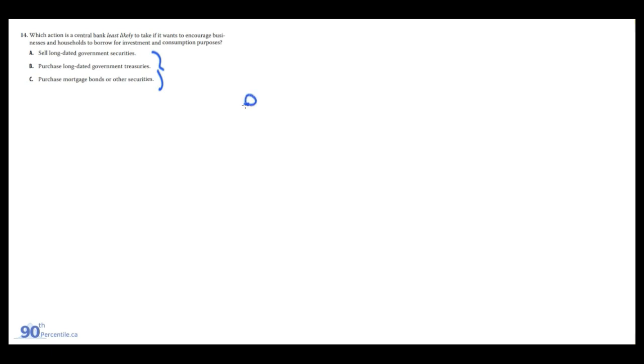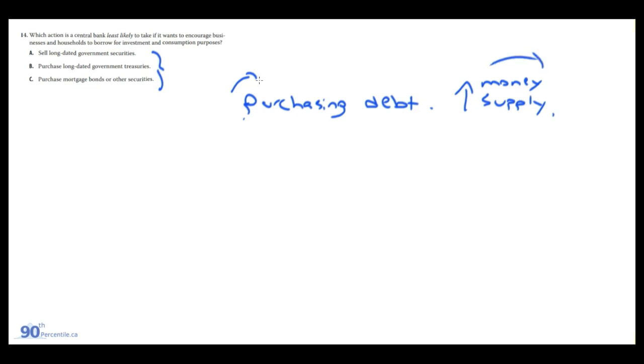Whenever they're purchasing, central bank is purchasing debt, they're effectively printing cash out of nowhere to purchase a debt, right? So by purchasing this debt, they are increasing the money supply, which is expansionary, right? This is expected to increase the growth of the economy. So 2 of these options here are purchasing, which are expansionary. So that's not the answer, right? The answer is going to be selling long-dated government securities.